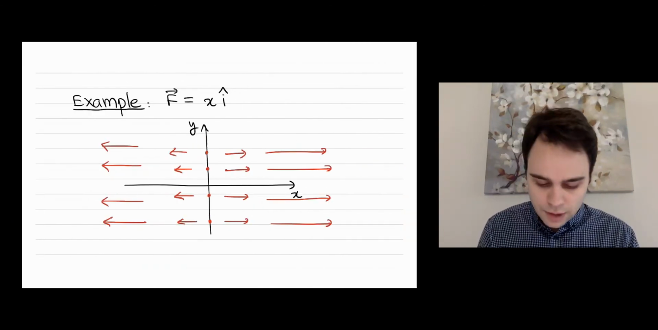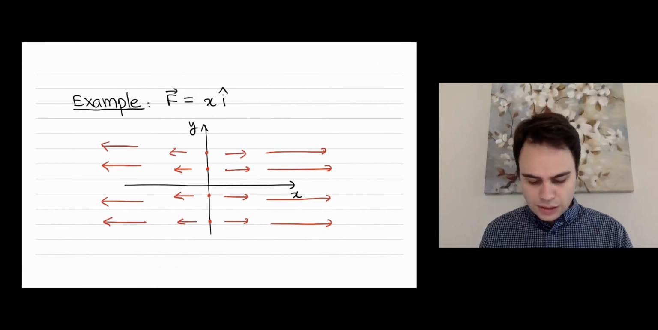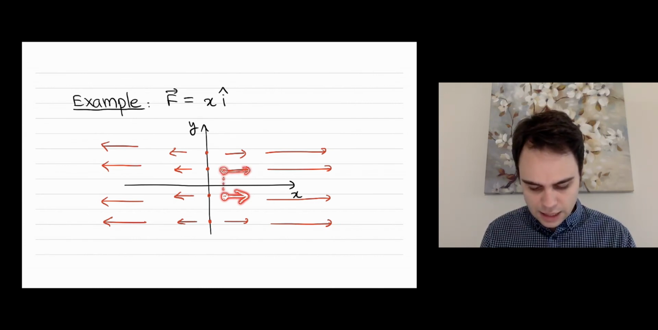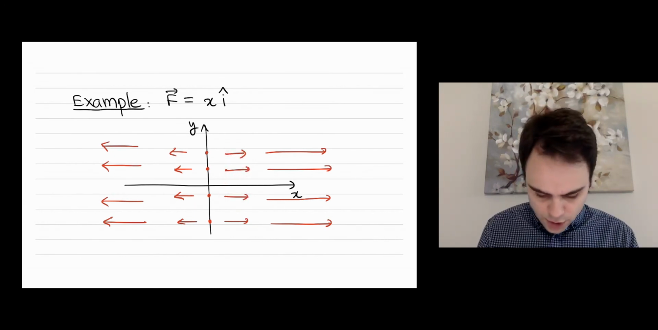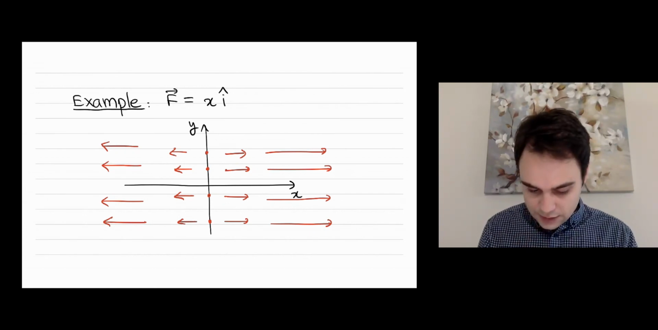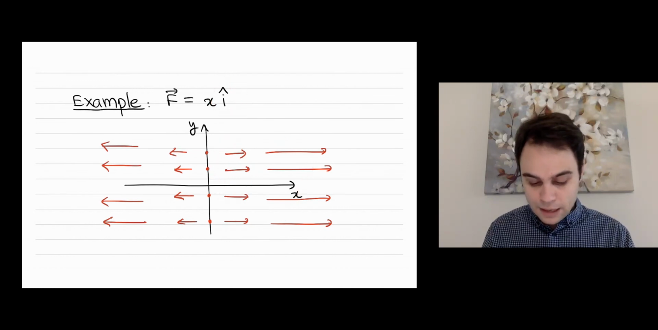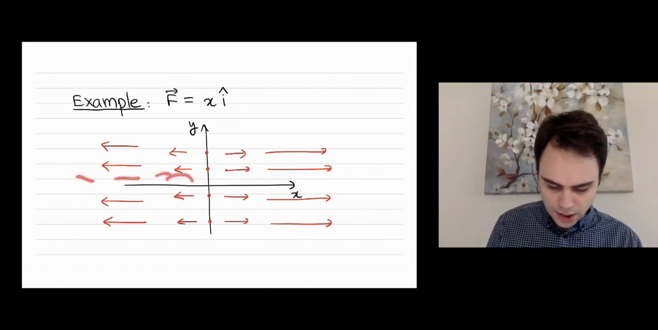Here's another example, where the vector field does not depend on y. If I know what vector I get at a particular point x comma y, then for all other points with the same x coordinate, I get the same arrow, the same vector. This one is not too hard to analyze. Where x is non-negative, I get a positive multiple of i, and the larger x is, the larger this multiple, so I get a larger arrow. If x is negative, then I'm pointing the other way.